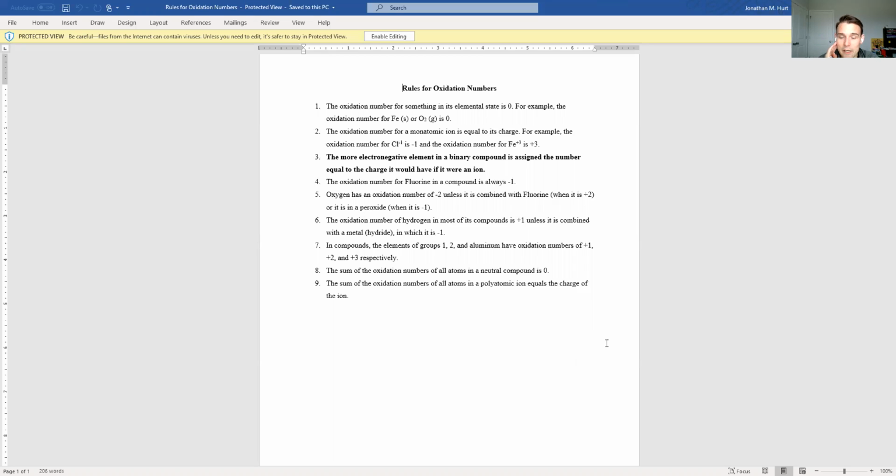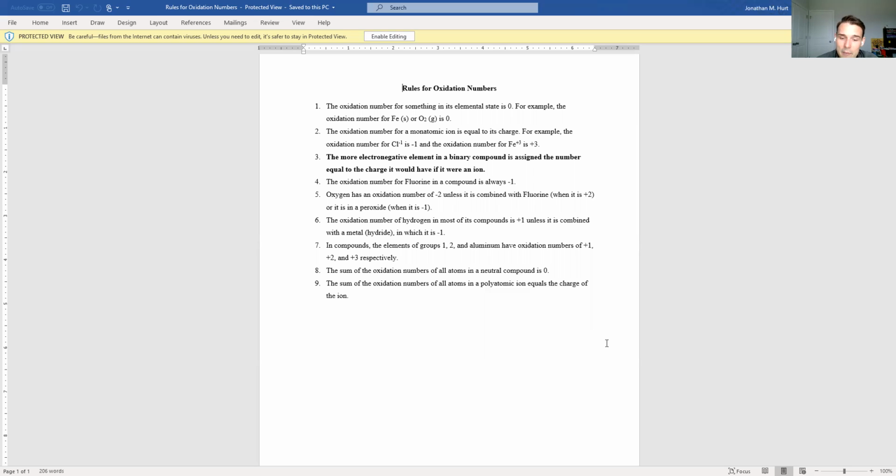The oxidation number for fluorine in a compound is always -1, and that has to do with rule number 3. Fluorine is the most electronegative element on the periodic table, and therefore it will always be the most electronegative element in a compound, and that's why it's always -1. Oxygen has an oxidation number of -2 unless it's combined with fluorine, which will be +2, or if it's in a peroxide when it's -1. So of course, there's a general rule, and then there are individual exceptions. Now, oxygen is almost always going to be -2. Just like with hydrogen, it's almost always going to be +1 unless it's a hydride, in which it's the second element in the compound, and then it's going to be -1.